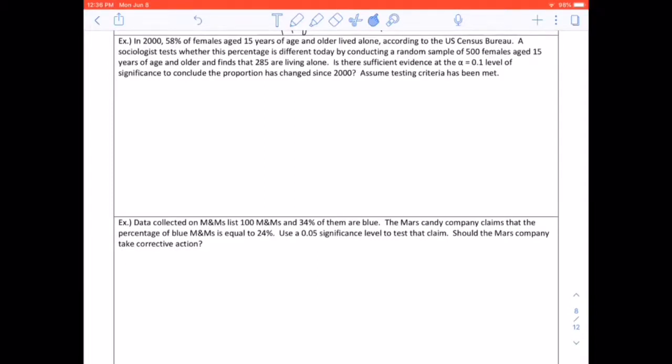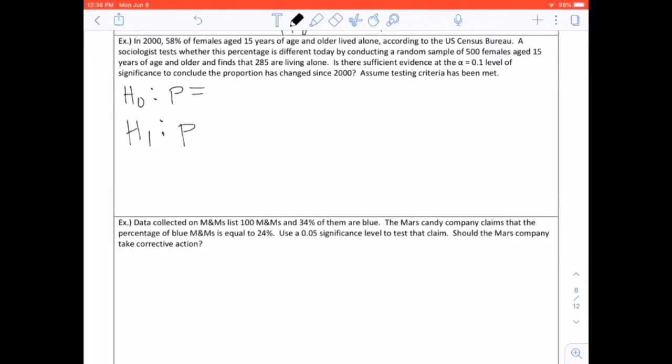Now, since it says assume testing criteria has been met, that means that we do not need to verify that we can actually conduct this test. And so we can actually go in and start by writing our null and our alternative hypotheses since we are performing a test. Next thing is, what's our parameter that we have? Is it proportions? Is it means? Is it standard deviation? So for this problem, it's proportions. We're talking about the percentage of women that are living alone. And so I'm going to go ahead and put a P down.